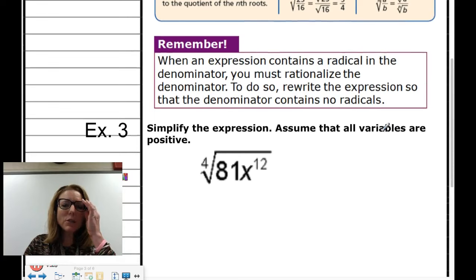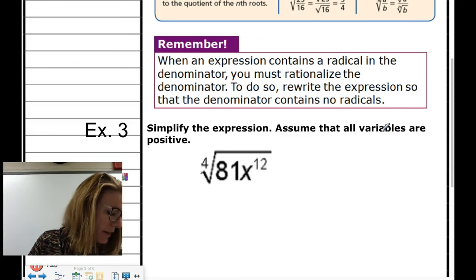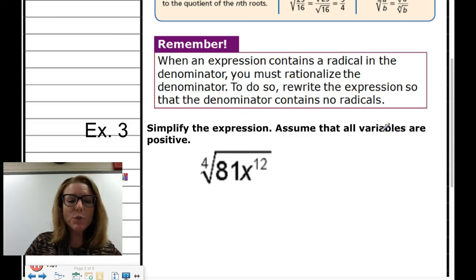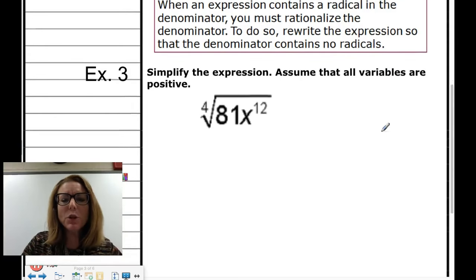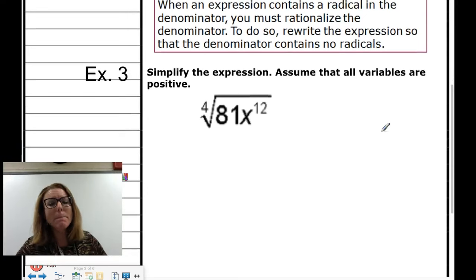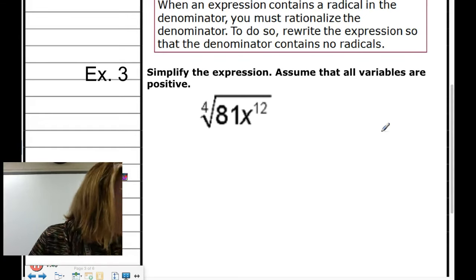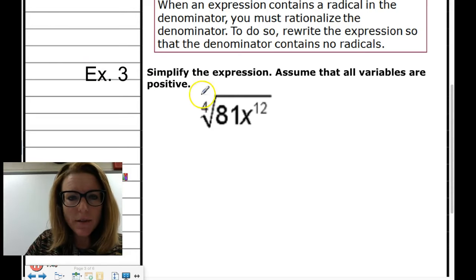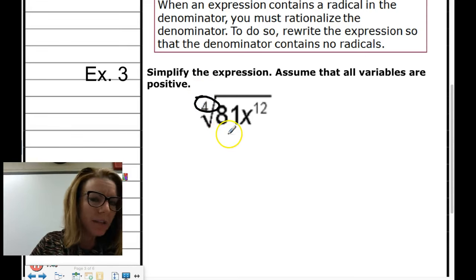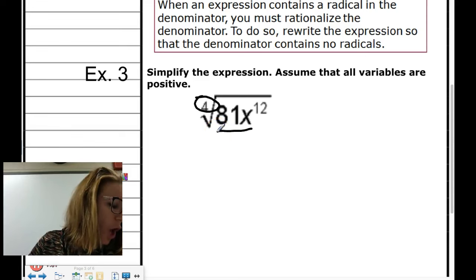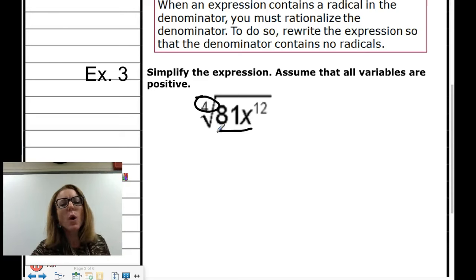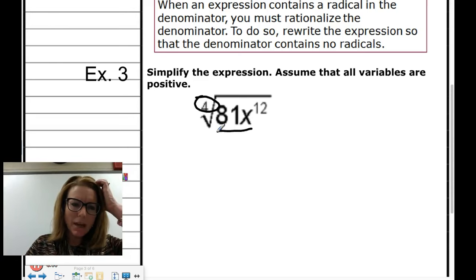When an expression contains a radical in the denominator, you must rationalize the denominator. To do so, rewrite the expression so that the denominator contains no radicals. We've done that a ton, and I will show you an example. Let's do the first one, example 3 right here. Simplify the expression. Assume that all variables are positive. Because our index is a 4, we are going to separate what's underneath the radical out into groups of 4. We have to think to ourselves, what number raised to the fourth power is going to give me 81?